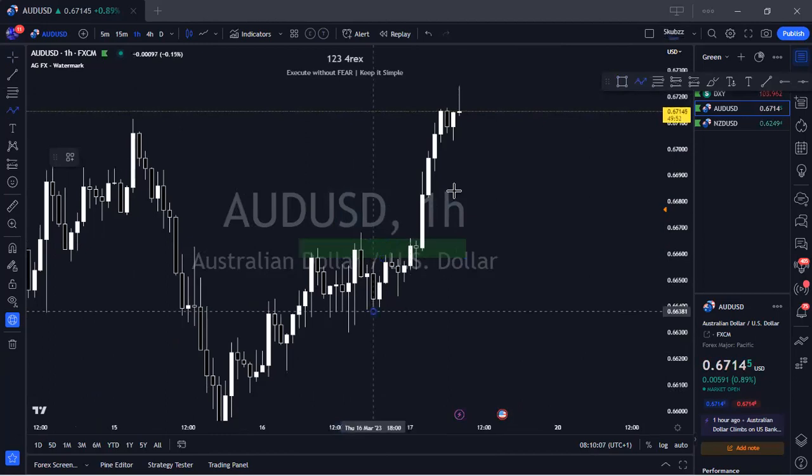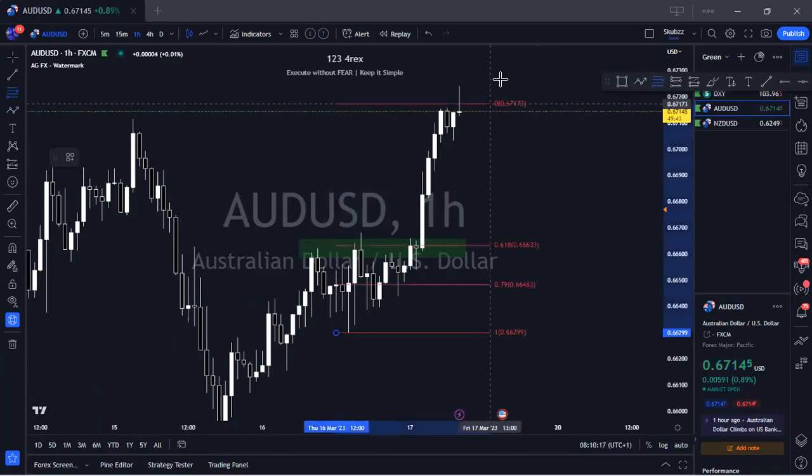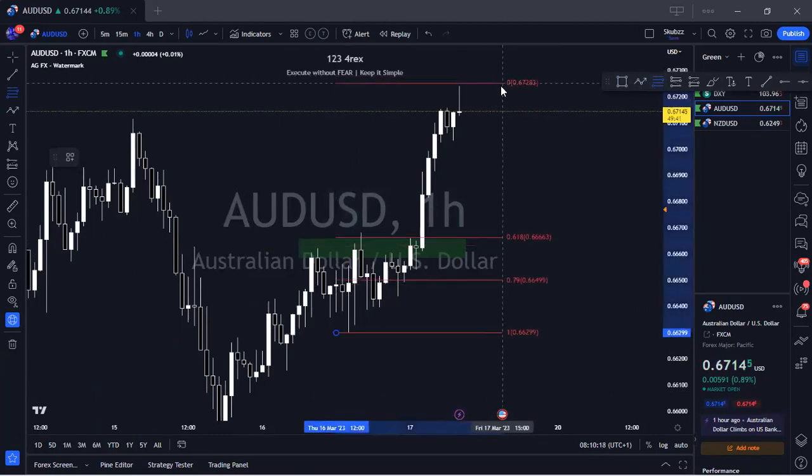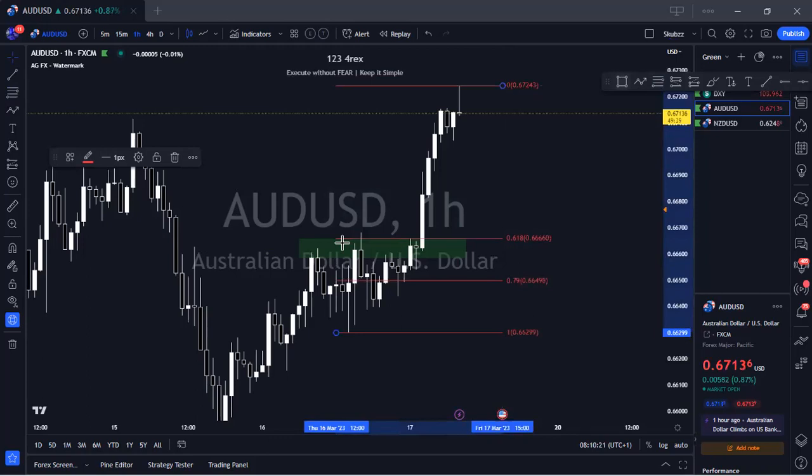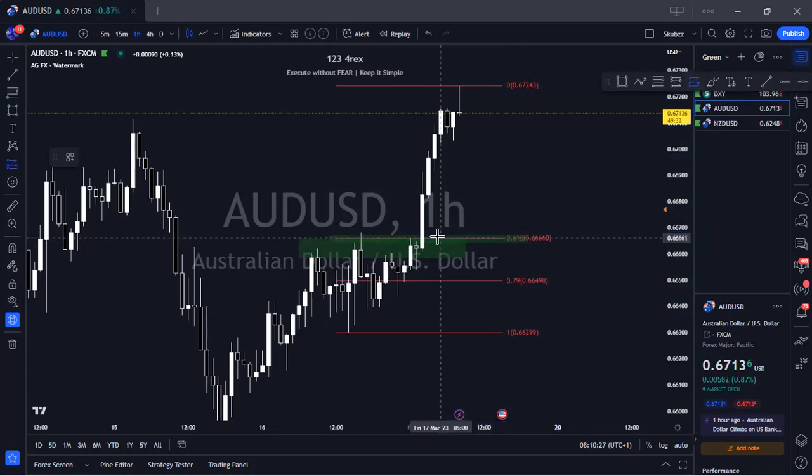So what I'm actually looking at on this AUDUSD now is, if you plot your Fib from the higher low, which is here, to the higher high, which is up here, you see that the 0.618 is just around this area here that was broken. So I'm setting buy limits around here.